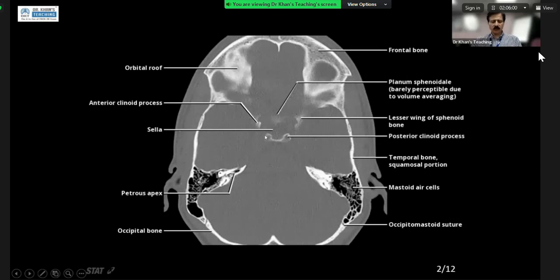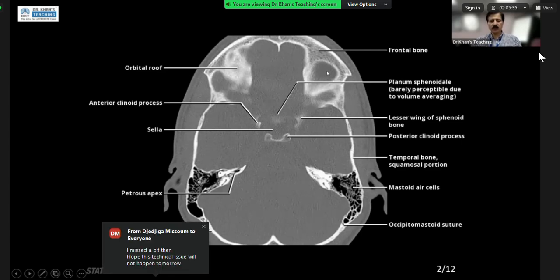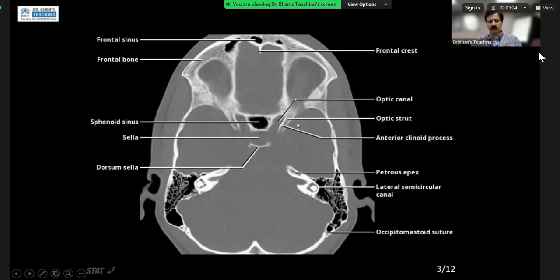The first thing which comes to our view is the posterior clinoid process. So common sense says that here will be the pituitary fossa. On the other hand, here is the temporal bone, and we have the petrous apex here, which we covered last time. The orbit is just coming into our view here. And this is the anterior clinoid process. We go to the next slide.